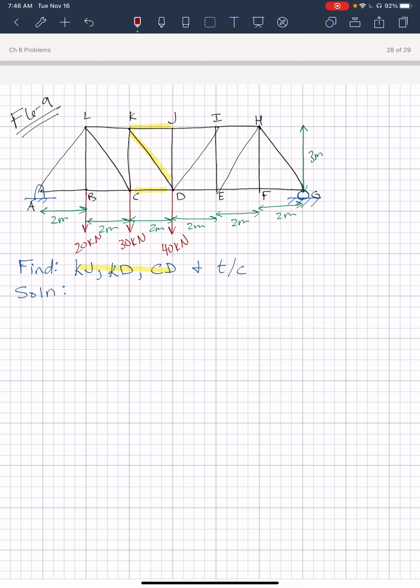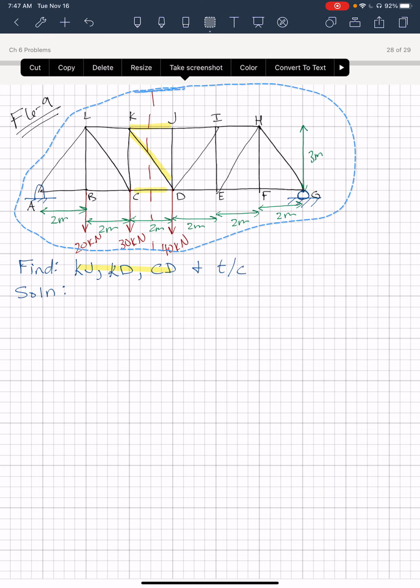If we do method of sections, we see we can just draw a line through here. So we could cut it here. We would still need to find the reaction forces at either A or G. It wouldn't really matter too much which one. And then we could take either the right-hand side or the left-hand side of the structure. So let's do that. Like I said, we'll have to start out by doing the reaction forces. Maybe we'll just do the left-hand side, just to be consistent, or just to pick a side.